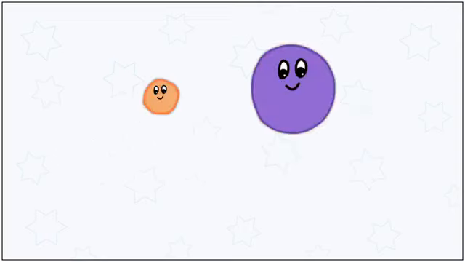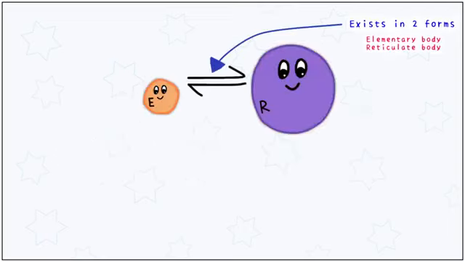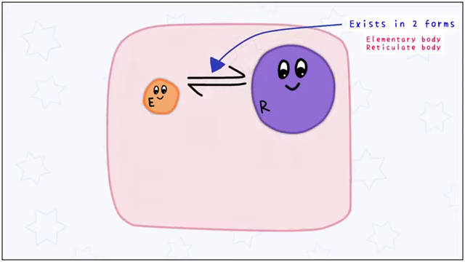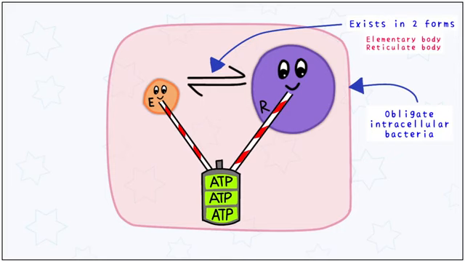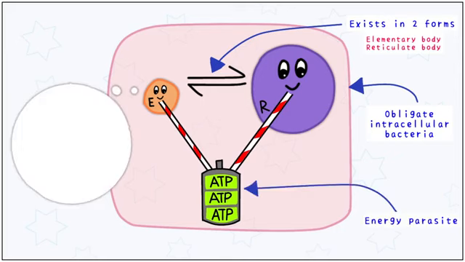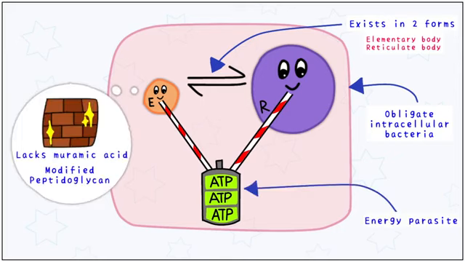Chlamydia exists in two interchangeable forms, elementary body and reticular body. It is an obligate intracellular bacteria. That means it prefers to exist within host cells. Chlamydia cannot make its own ATP and is known as an energy parasite. Chlamydia has a cell wall made of modified peptidoglycan, which lacks muramic acid.